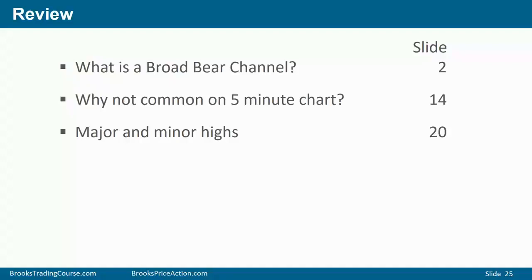There's an important difference between major and minor highs in a bear trend. As long as the market is making major lower highs, it's still in a bear trend. And therefore, if it goes above minor highs, traders will sell above those highs, betting that the market will continue to make major lower highs.